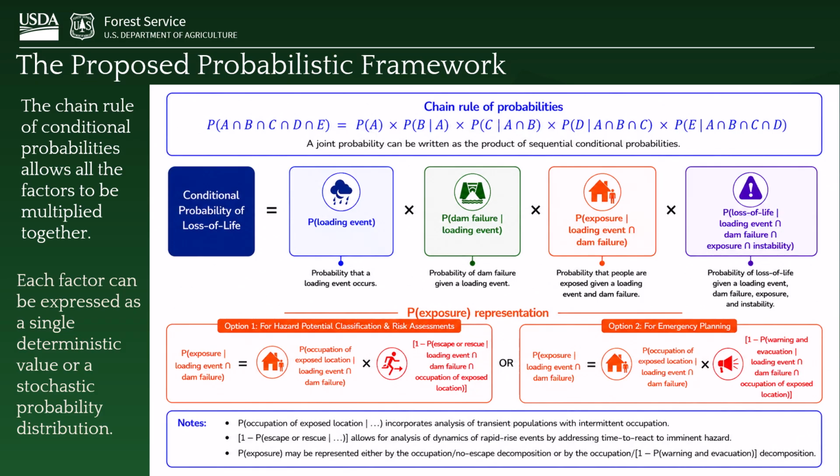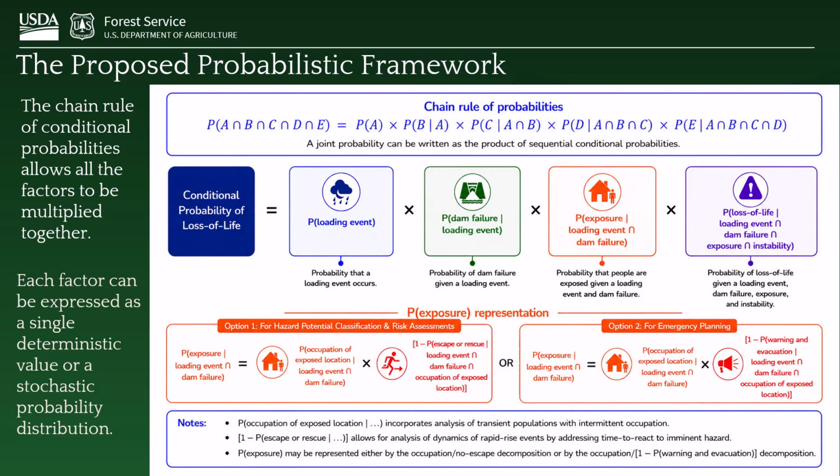Under deterministic analysis, the conditional probability of loss of life due to instability is estimated as 70% if stability is lost, consistent with the expected value of the high hazard zone fatality function used in LifeSims. Each factor can be expressed as a single deterministic value or stochastic probability distribution. If stability is not lost, the probability becomes 0.1, the decimal form of 1%, in its deterministic state.